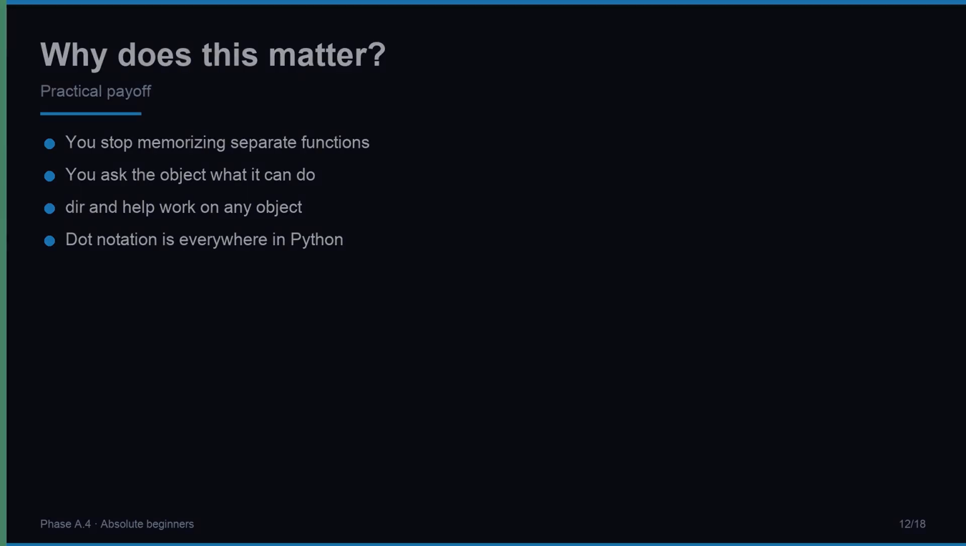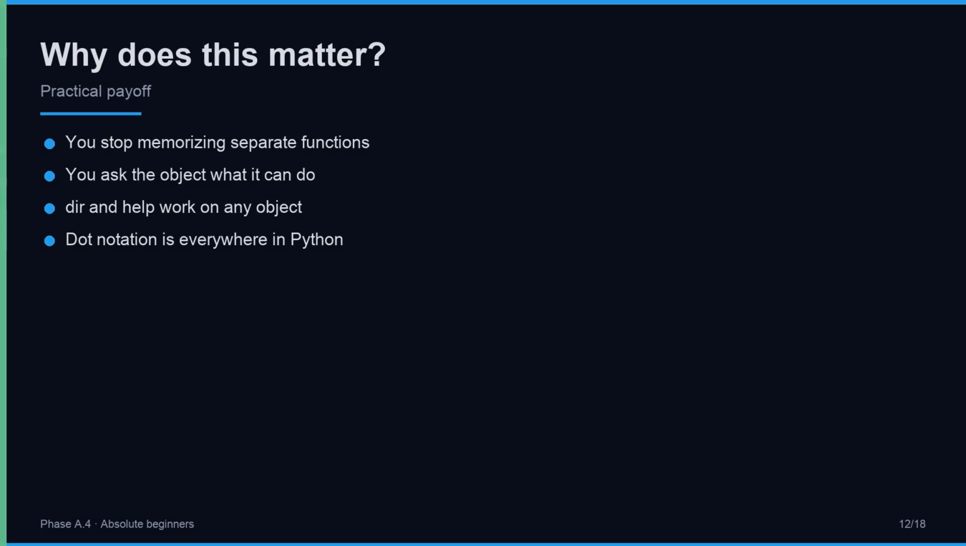no theory. Why does this matter practically? Because once you know objects carry tools, you stop memorizing separate functions and start asking the object directly. Want to know what a string can do? Dir of a string. Want to know what a list can do? Dir of a list. The object tells you its own capabilities. This is more powerful than memorizing a function list.